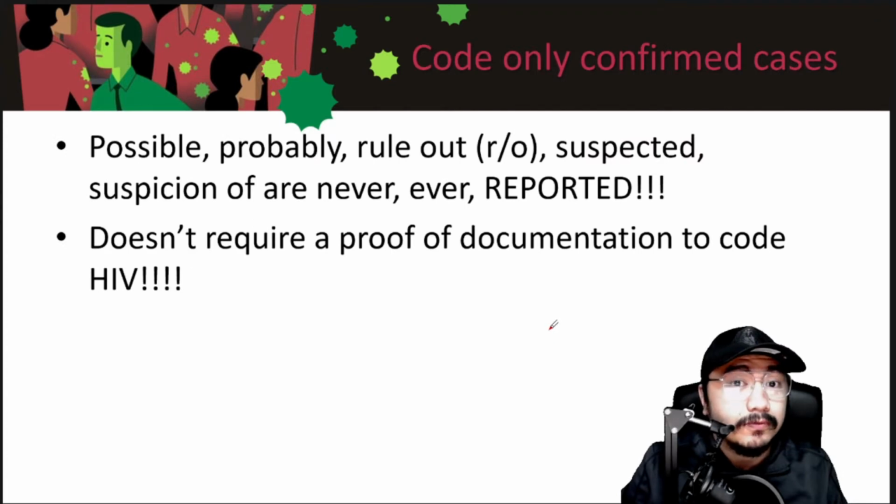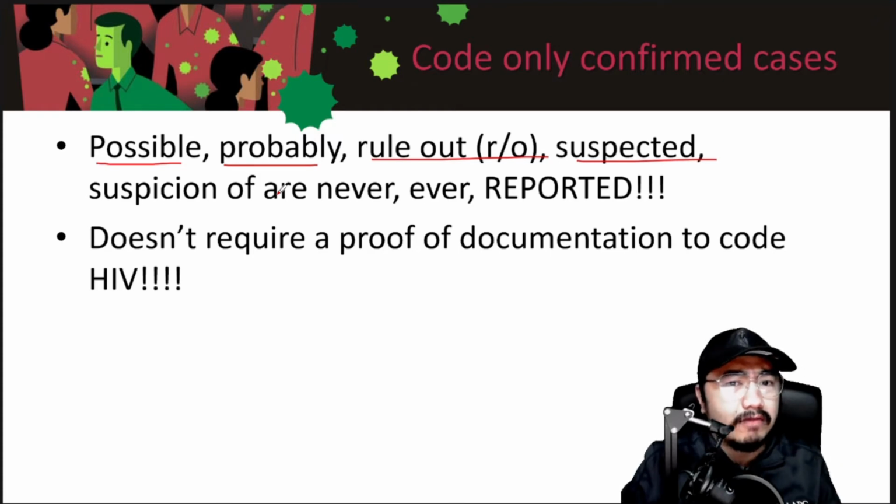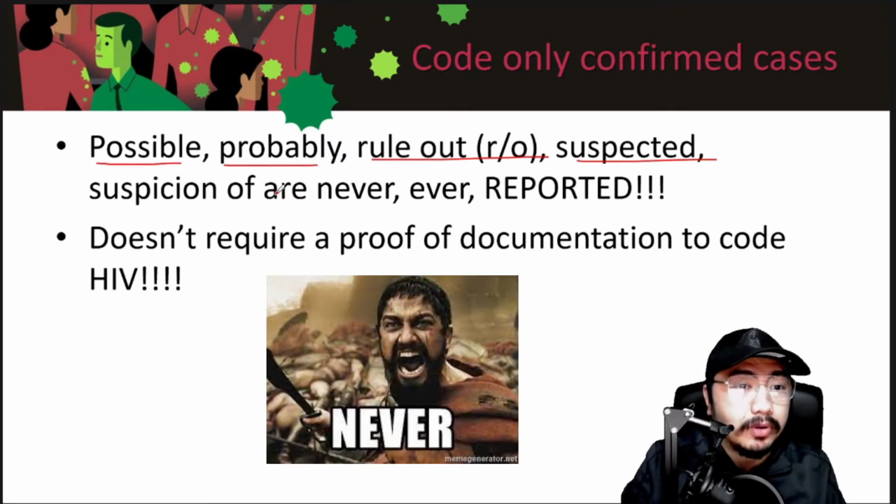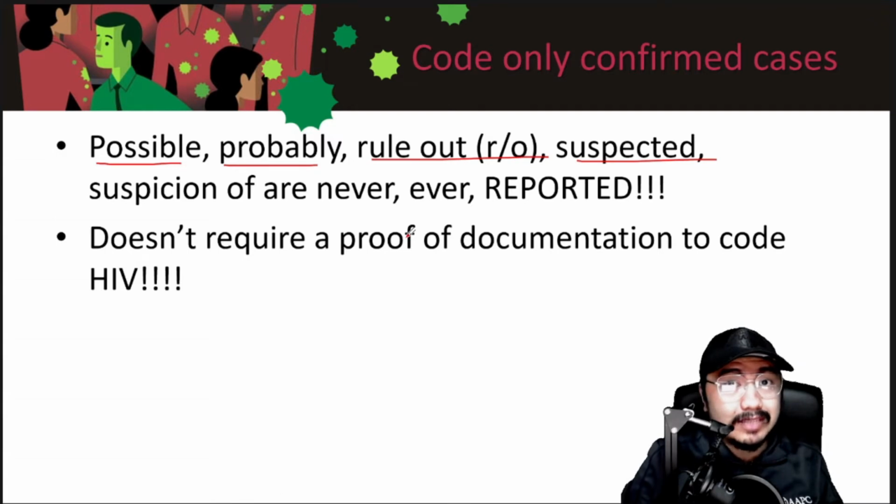All right, so the first guideline is you will only code confirmed cases. Words such as possible, probable or probably, rule out, suspected, suspicion of, and things like that are never ever reported. Maybe you can try to query your provider, but that's the guideline that we have in our book. This doesn't require any proof of documentation as well. As long as your doctor says that this patient is HIV positive, you don't have to look for evidence. So that's code only confirmed cases.